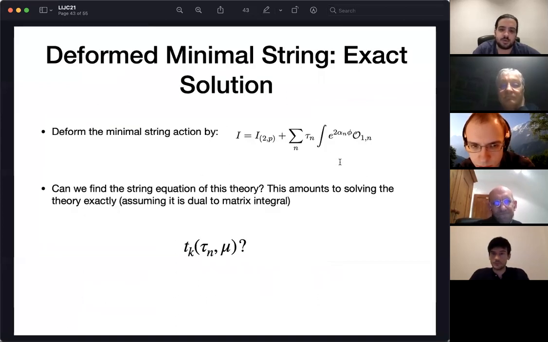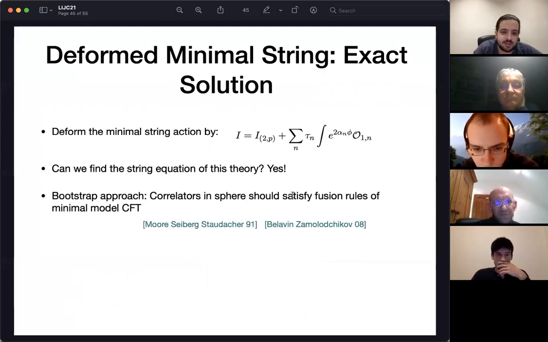So the question that we want to ask is, if you have this deformed minimal string, can you solve it exactly? Is there a string equation? Namely, can you find these KdV couplings or the string equation as a function of the cosmological constant and these couplings tau? And the answer is yes. And there is a bootstrap approach that was started by Moore, Seiberg, and Staudacher in '91 and was almost finished by Belavin in a very nice paper of Belavin and Zamolodchikov.